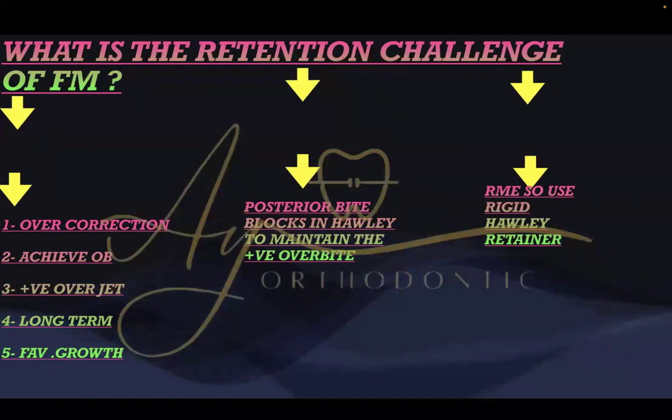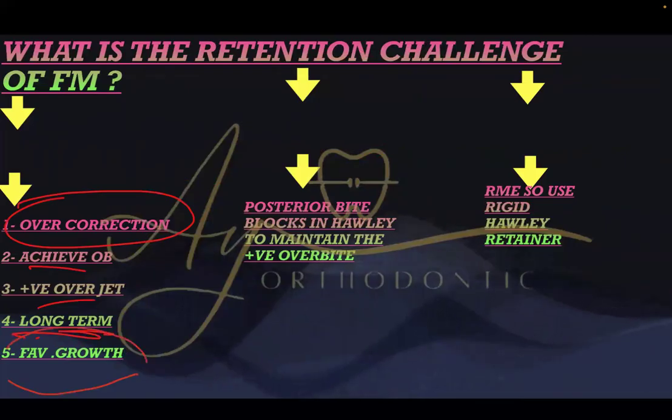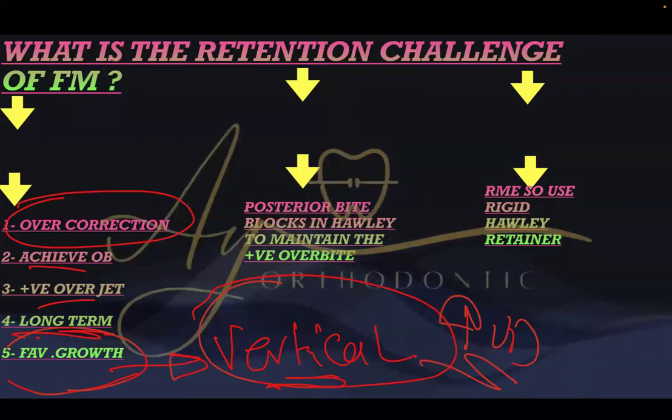What are the retention challenges while using the face mask? I need to do overcorrection. The case is starting with a class 3 incisor relationship and reverse overjet. I need to achieve a proper overjet and a proper, positive overbite to avoid the relapse. Achieve overjet and positive overbite for long-term retention, and the patient should be a favorable grower in the vertical dimension, okay? As we have mentioned, I can't start with an increased vertical dimension, or a large mandible in AP also, okay?